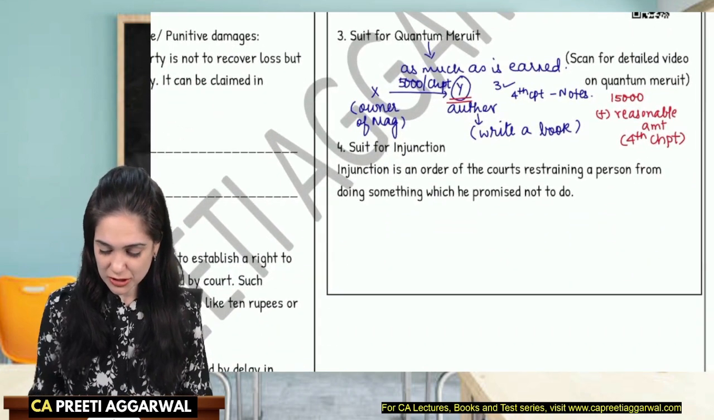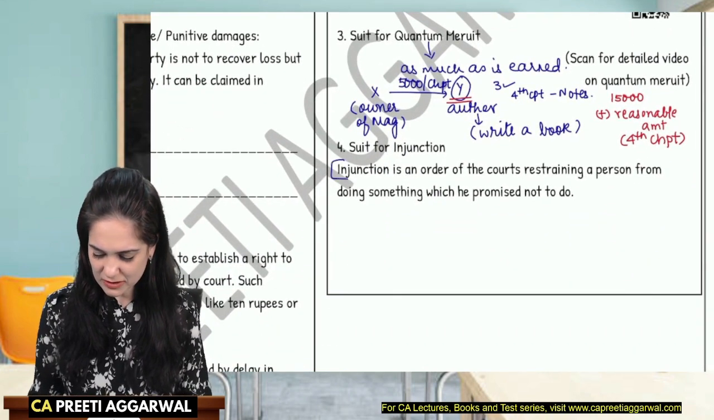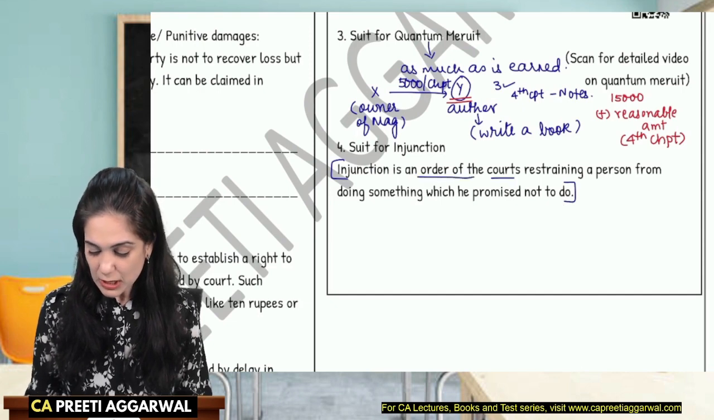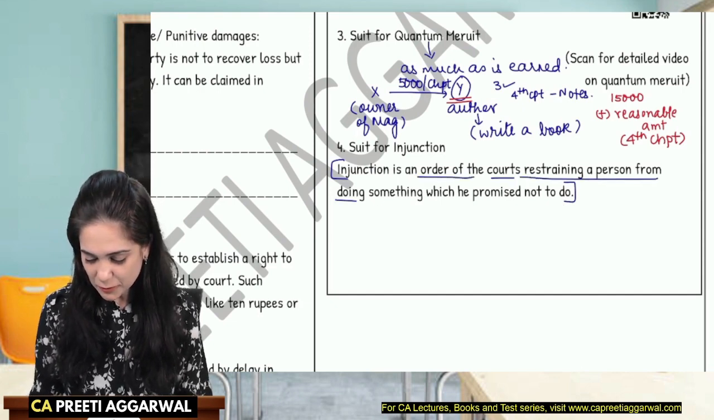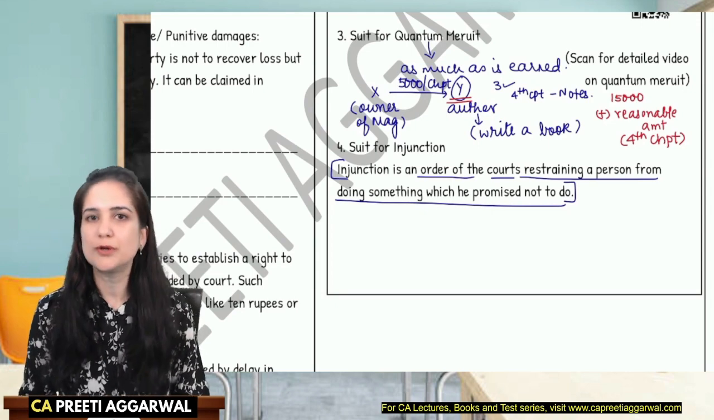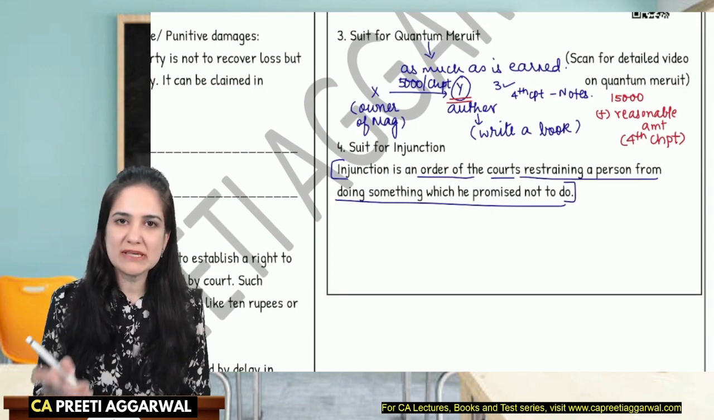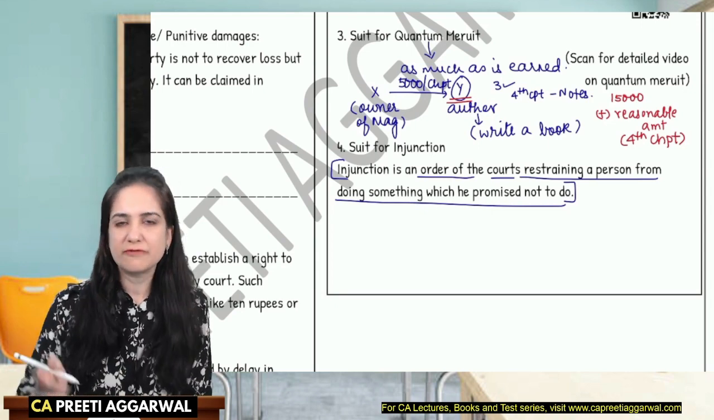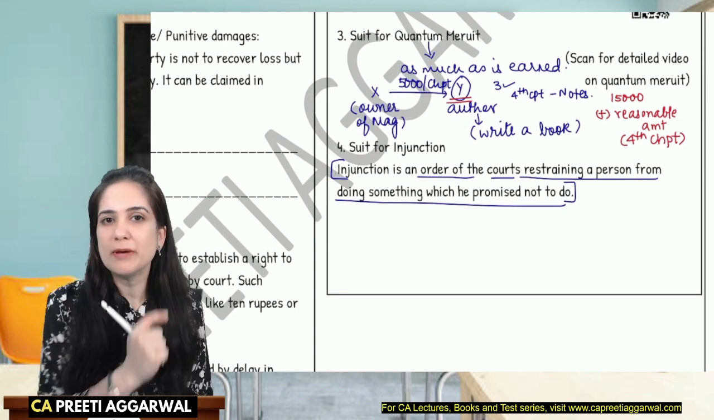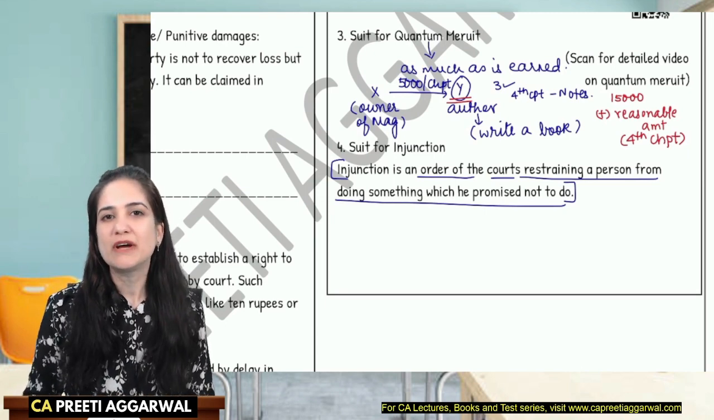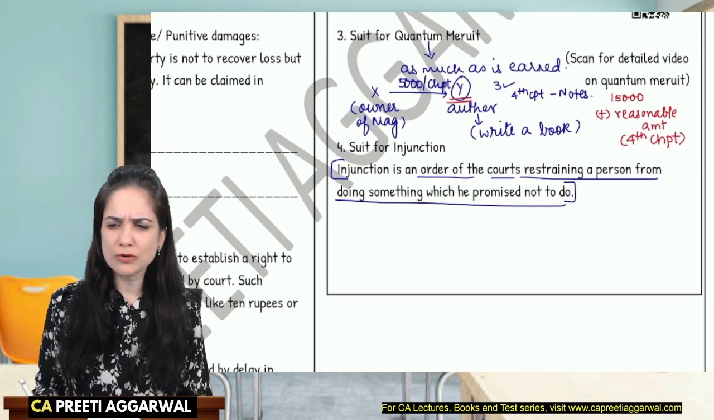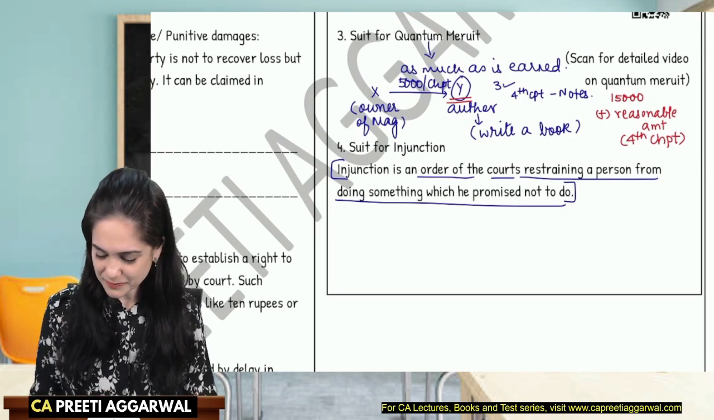Suit for injunction. Injunction means an order of the court restraining a person from doing something which he promised not to do. The party had promised that he would not do this work, and then he went and did that very work. We can stop him from doing so by getting an order of injunction passed. You have to go to the court and get the order of injunction passed.